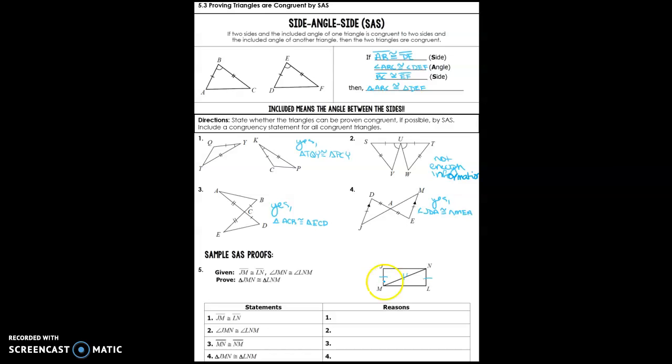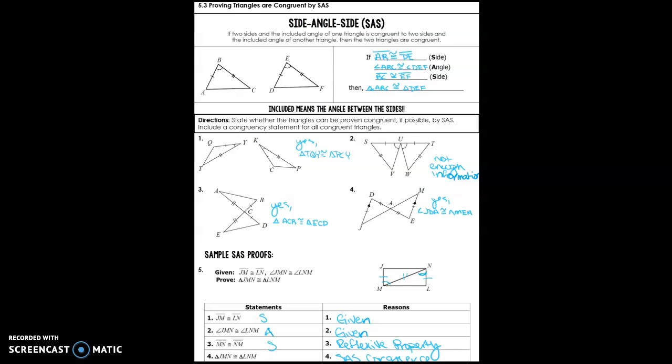So we have that sign, and we also have these angles. So JMN, right here, and LNM right here, those are congruent angles. Okay, so then this first one, remember, is always going to be given. So since this is a side length, this is one of our sides. Now we're looking at angle JMN and angle LNM. This is also given to us, and this is our angle. Now we're looking at the side length MN is congruent to NM. We know that because it's the reflexive property. And then this last one, triangle JMN is congruent to triangle LNM. This is because of the side angle side congruence.